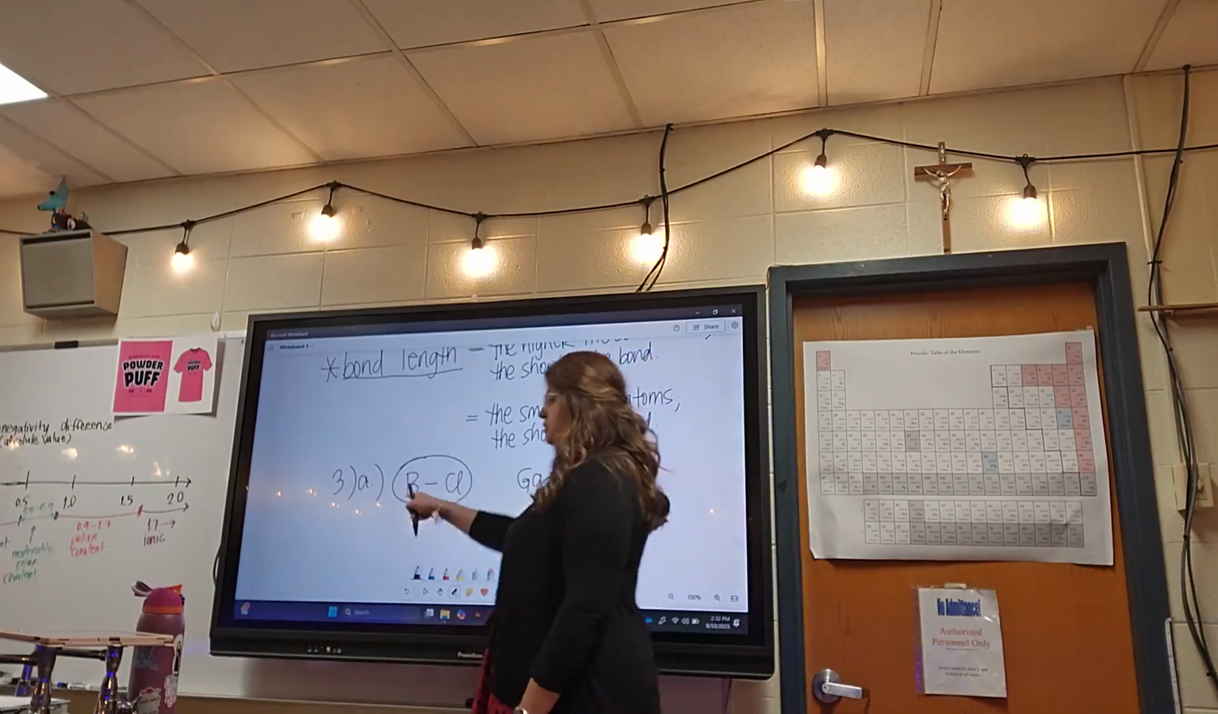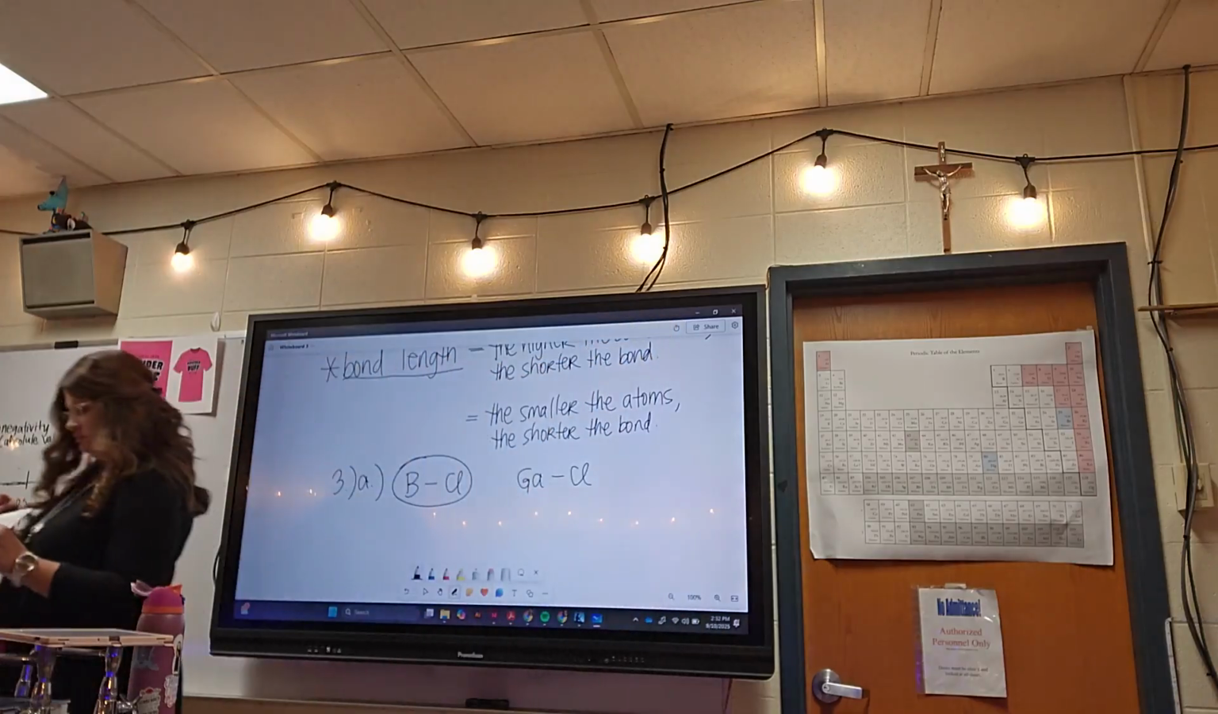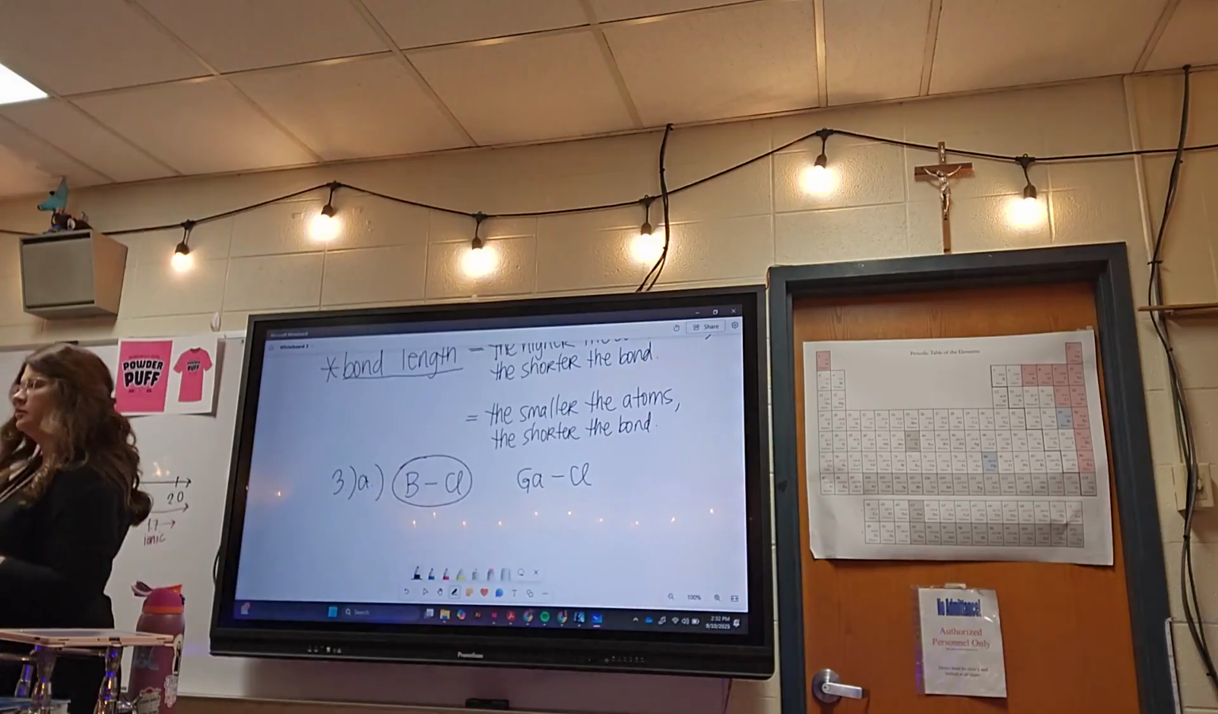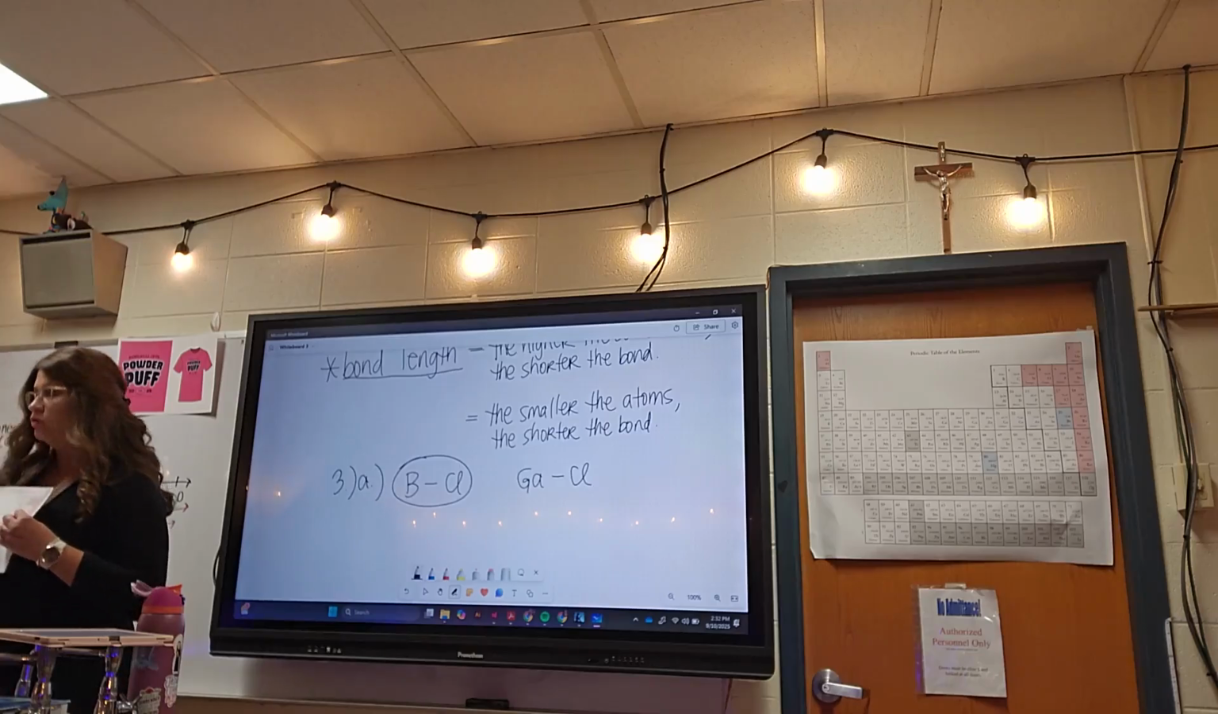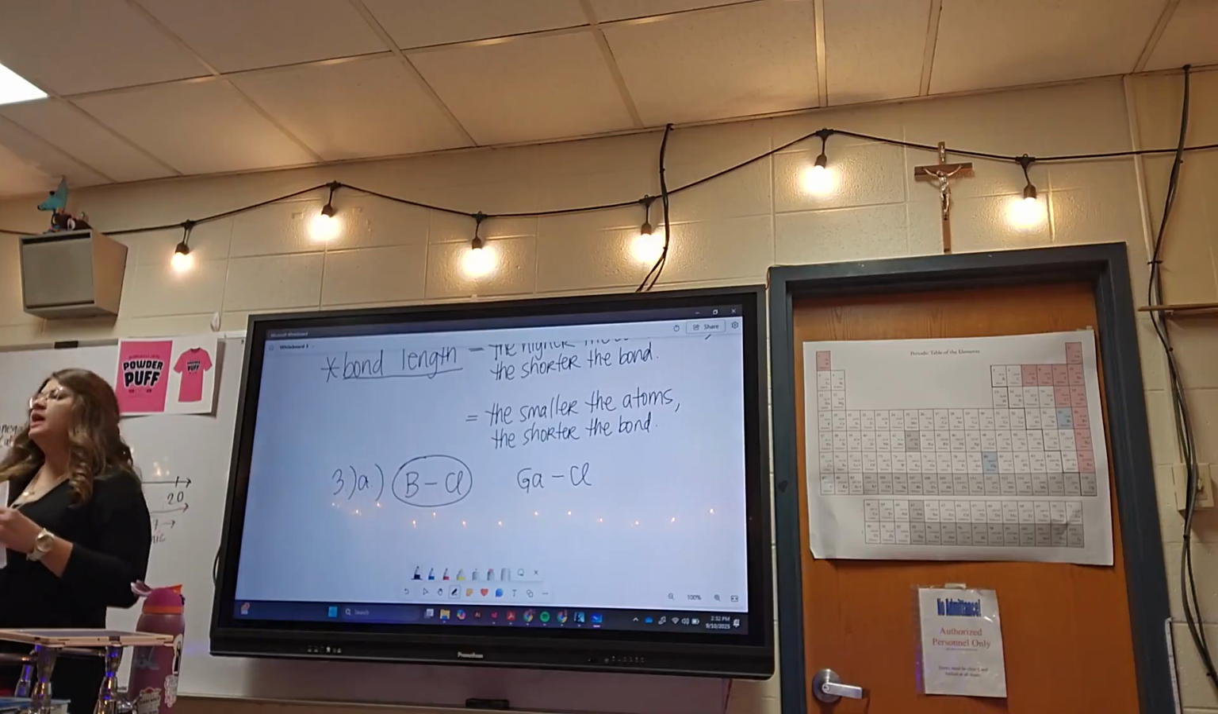Which one of these two elements is smaller? Boron or gallium? I mean, the number is smaller. No, it's not. You have to use the periodic table trends. As you go down a group, you get bigger. Oh, yeah. And so boron is smaller.